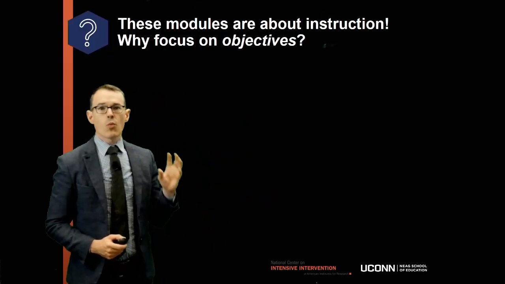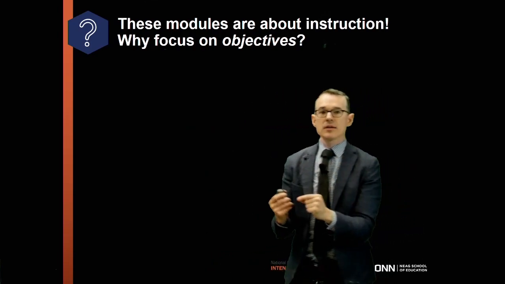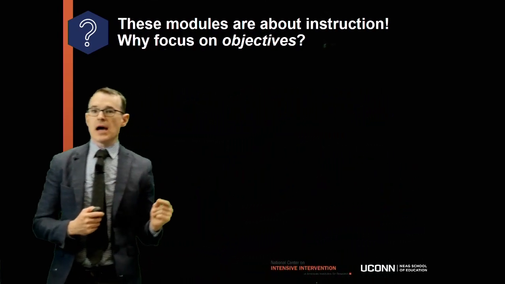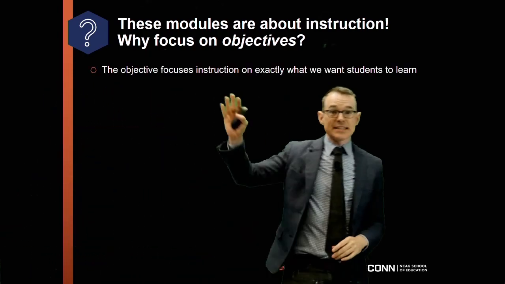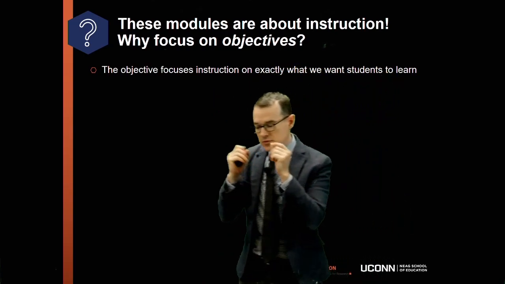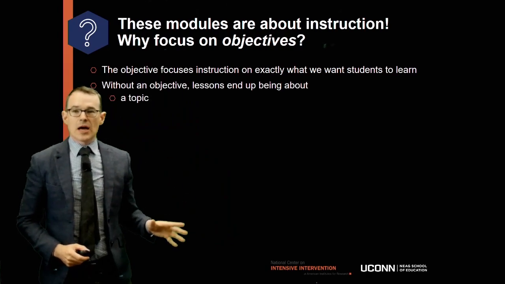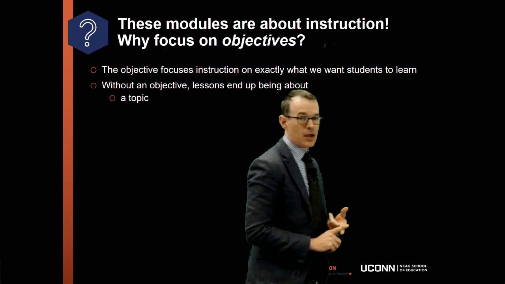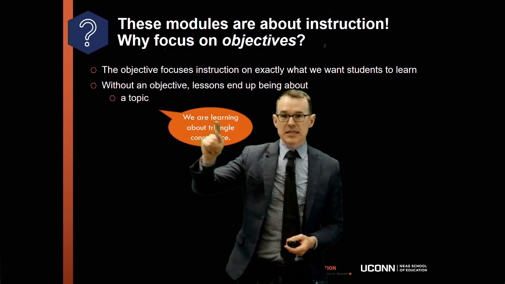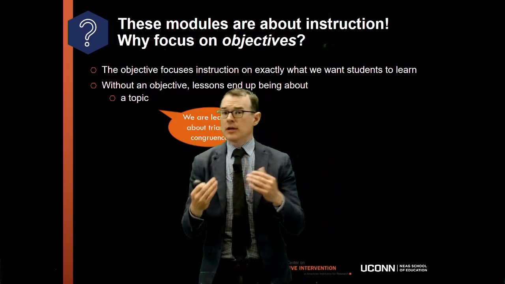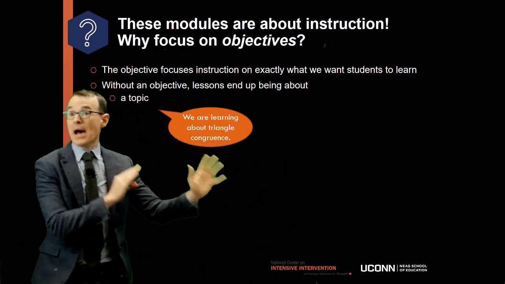Now you still may be thinking though, why are we doing this if we're focusing so much on the instructional practices? It's because the instructional practices are driven by the objective. And too often we do something where we don't focus on exactly what we want the students to learn, because that's what the objective does. It focuses in on exactly what we want the students to learn. Instead, we end up completing lessons that are about a topic where we say something like, we are learning about triangle congruence. And that "about" is a key word that suggests to me that the teacher, even myself, has not actually thought about what is going to be learned about triangle congruence.